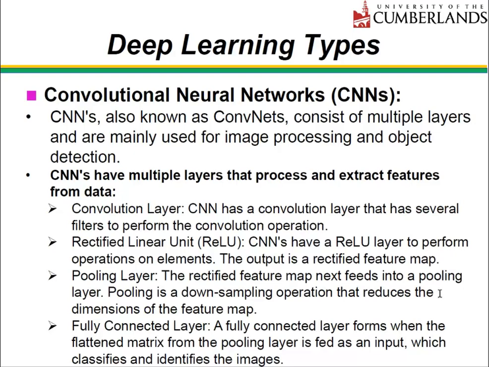Let's look now in detail at convolutional neural networks. So CNNs, also known as convnets, are specifically designed for image processing and object detection. They're revolutionary because they can extract spatial features from images automatically. So CNNs consist of multiple layers and are specifically engineered to process images efficiently.